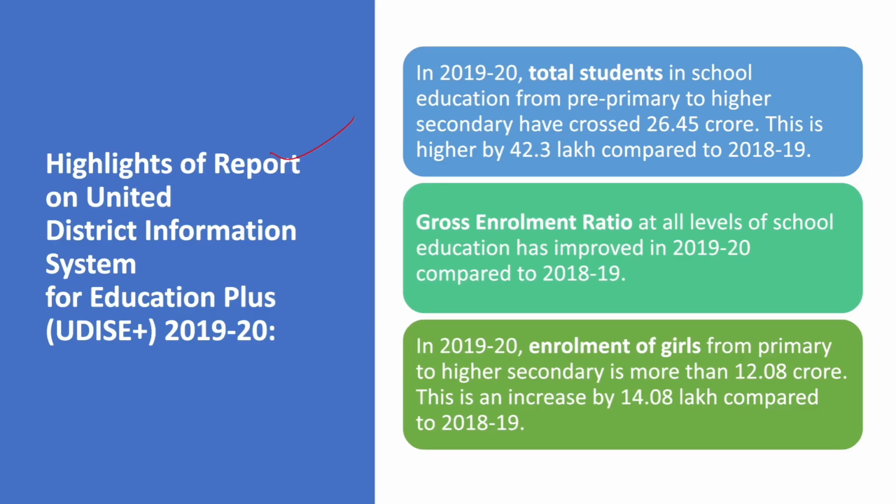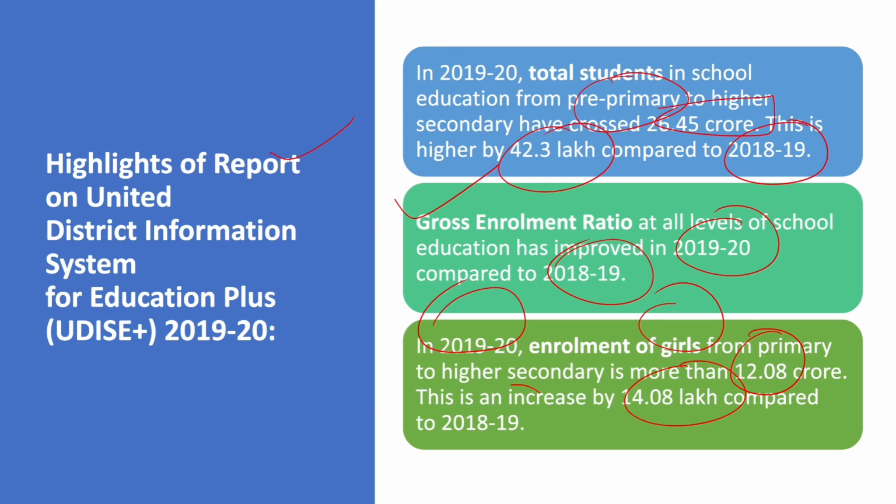So in 2019-20, the total students in school education from pre-primary to higher secondary have crossed 26.45 crore. This is higher by 42.3 lakh compared to the 2018-19 stats. The gross enrollment ratio at all levels of school education has improved in 2019-20 compared to the 2018-19 stats. Also, in 2019-20, enrollment of girls from primary to higher secondary is more than 12.08 crore. This is an increase by 14.08 lakh compared to 2018-19.